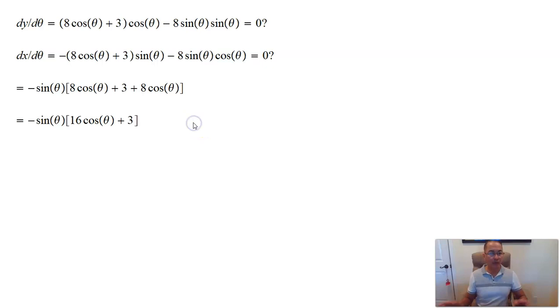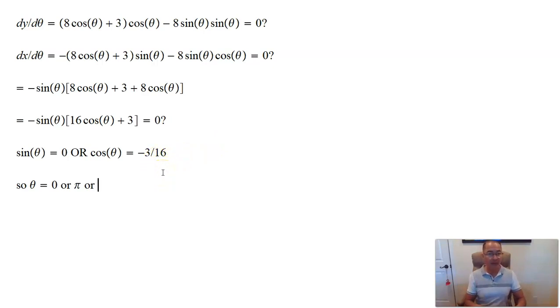Okay, so we want to know when is this equal to 0. So let's repeat the question over here. When is this equal to 0? So sine theta is 0, or cosine theta is negative 3 over 16. Is that possible? Yes. Negative 3 over 16 is between negative 1 and positive 1. Okay, so this is not exactly a cosine that we are familiar with, but we do know, when is sine theta 0 between 0 and 2 pi? Well, 0 and pi, and also 2 pi, but we know that we're back where we started. So theta is 0 or pi, or when is cosine minus 3 over 16?